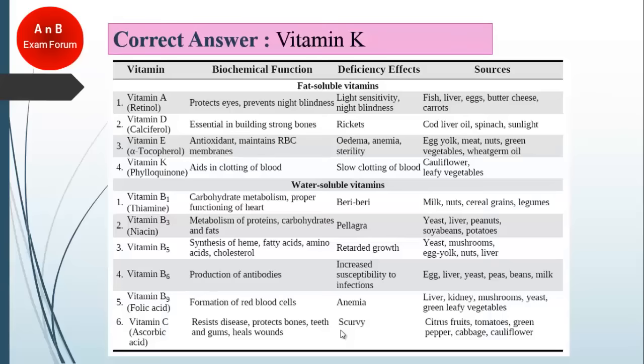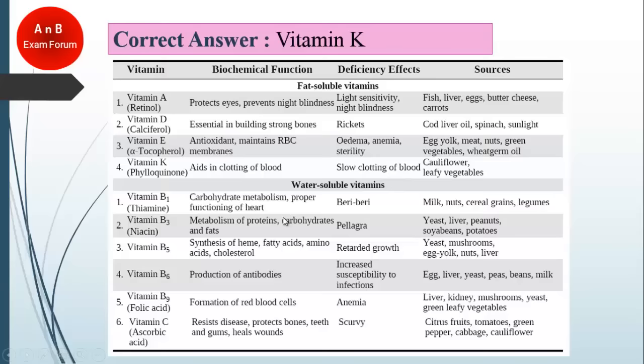Student, I would like to tell you to pause this video and make this table in your notebook and remember this table. This is a very important table, students. Maximum times you will get one question from this table itself. For example, vitamin A is useful for preventing night blindness. So deficiency of vitamin A will definitely cause night blindness. And this vitamin K, its effect is what? It reduces the clotting of blood.